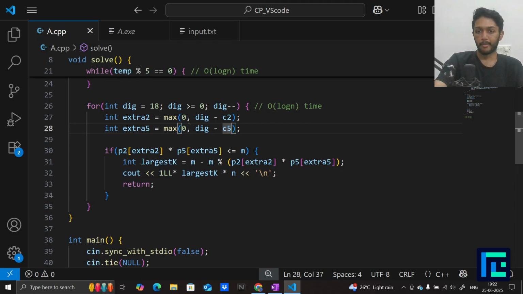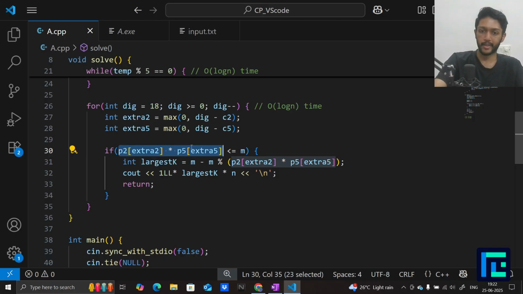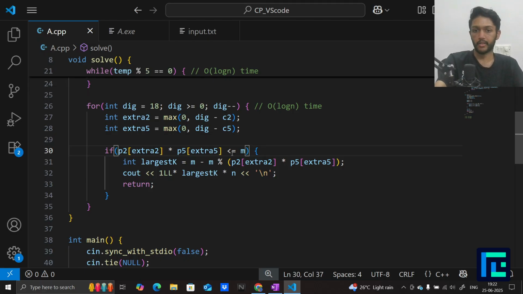Now this number, capital K, is 2 to the power extra 2 into 5 to the power extra 5. If that is less than or equal to m, that means it is inside the limit, then we can make this many trailing zeros. So the largest K we'll find is m minus m mod capital K. And we'll just print largest K into n. That is the final answer, n into K. And I'll multiply by 1LL because it can overflow the integer range. We'll print that and return.